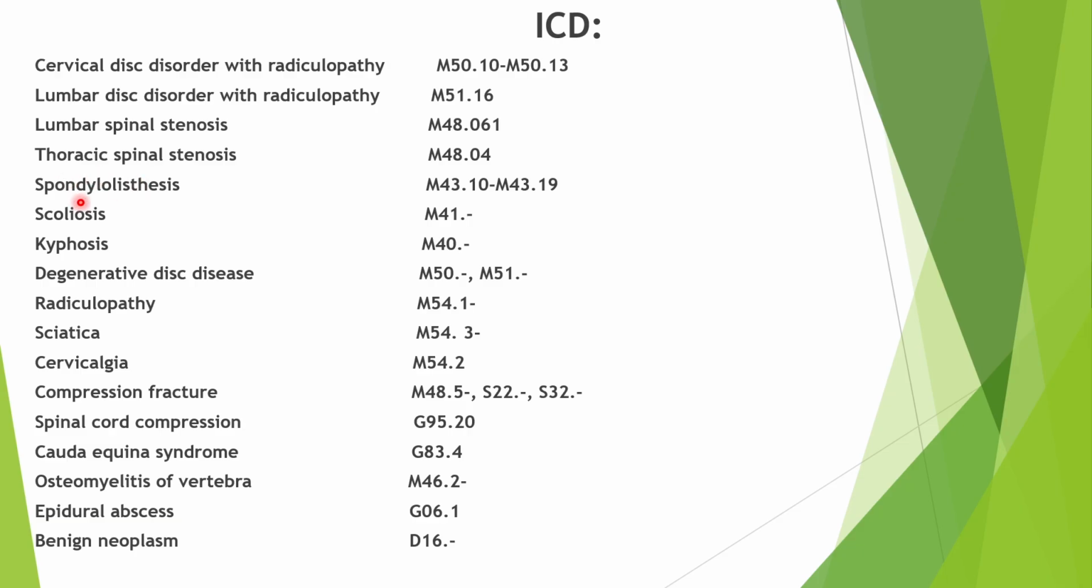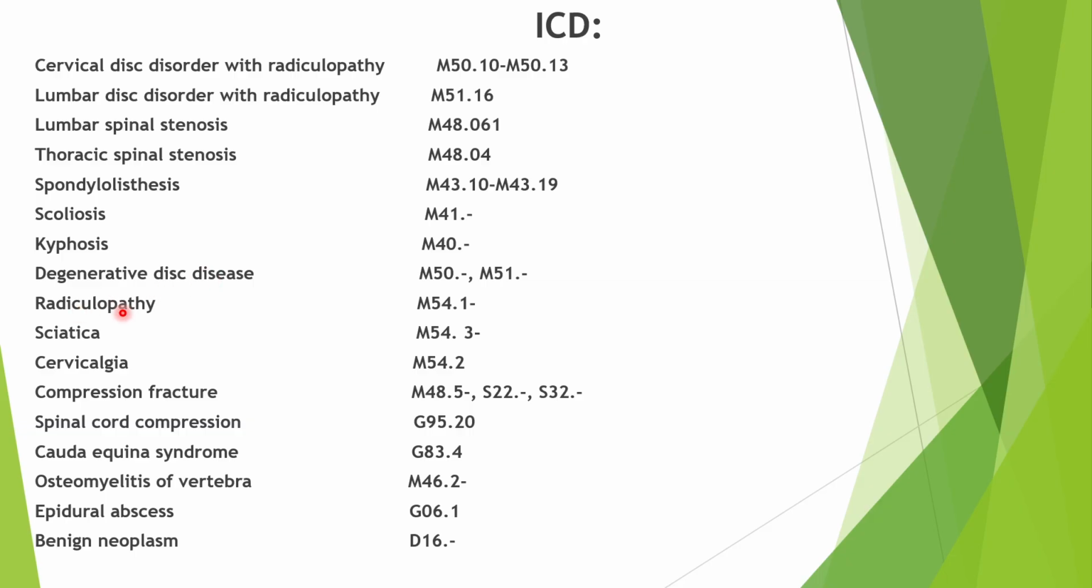Spondylolisthesis. As we already discussed, what is spondylolisthesis? That is when one vertebra slips over another. Okay. It makes the spine unstable. Next one, scoliosis and kyphosis. These are abnormal curvatures of the spine. And degenerative disc disease, which we can say is age-related wear and tear that causes the spinal disc to lose weight or height.